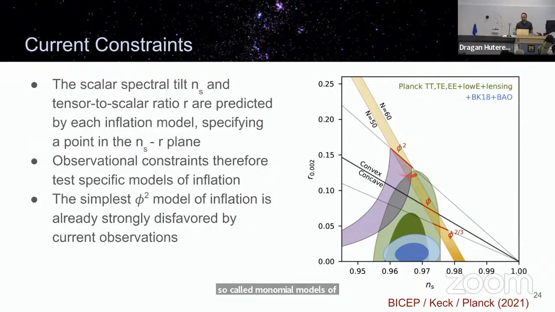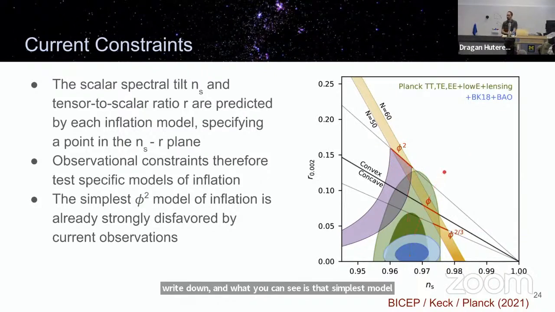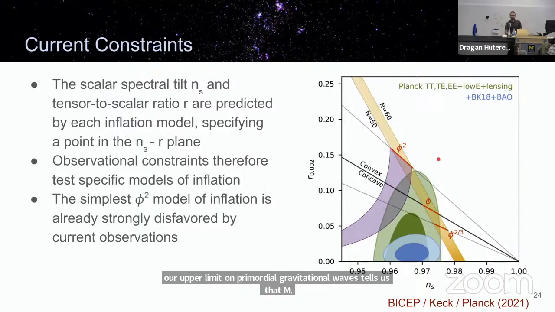So here is phi squared inflation. This is kind of the simplest model of inflation that you can write down. And what you can see is that simplest model of inflation is ruled out by our non-observation of primordial gravitational waves. So our upper limit on primordial gravitational waves tells us that m squared phi squared inflation is ruled out with current data.